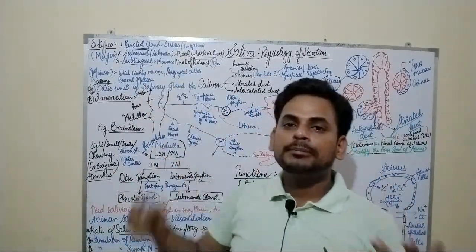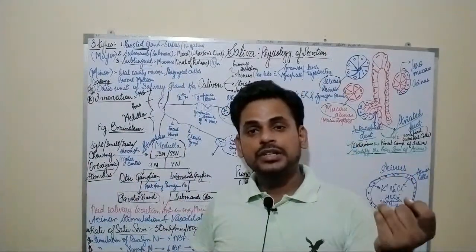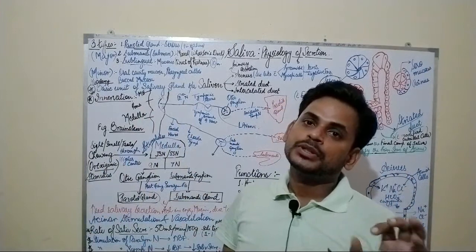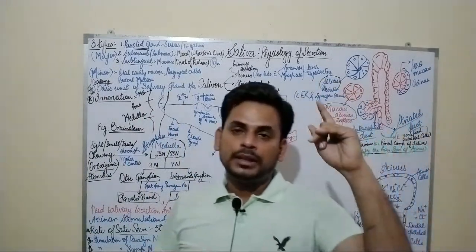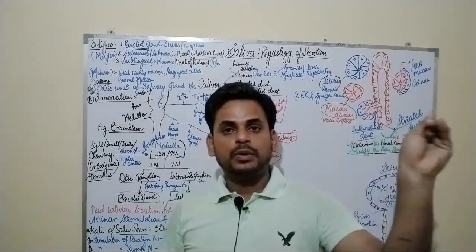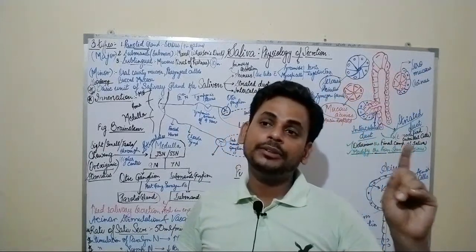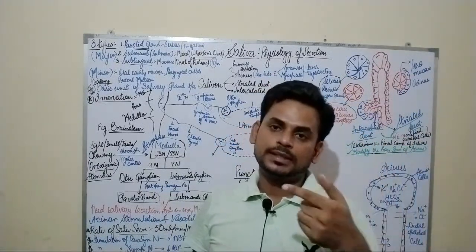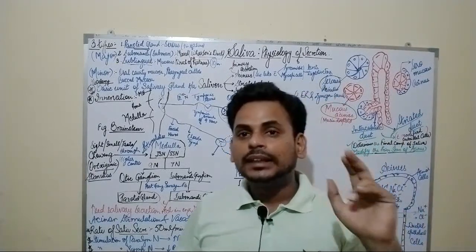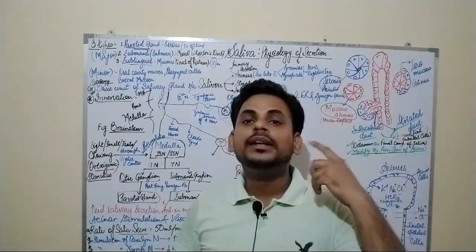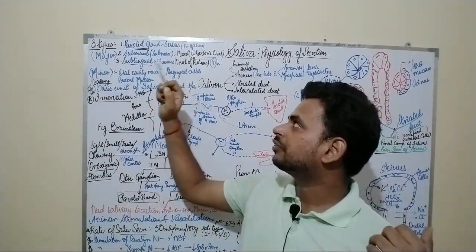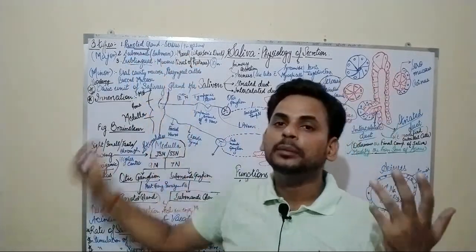And moving on to the submandibular salivary gland, the duct through which it releases its secretion is the Wharton's duct. So these three ducts you must remember: the parotid, the Stenson's duct, which opens opposite to the second maxillary molar on the buccal mucosa near it; the sublingual, the duct of Rivinus; and the submandibular, the Wharton's duct.